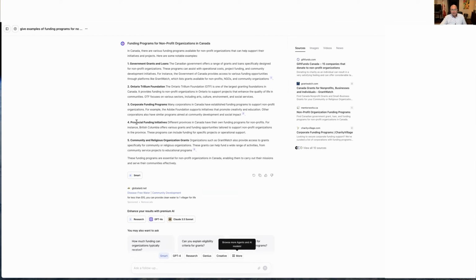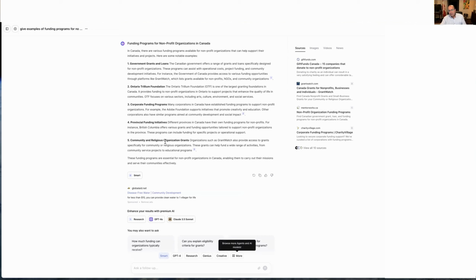Now we also have provincial funding initiatives. Here you have those in the administration. They are also going to look into the policies, looking into the funding, and what they can do now is look into the provincial source of income. And you also have community and religious organization grants.